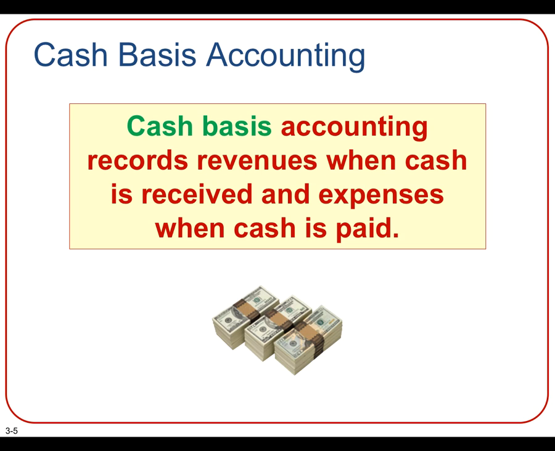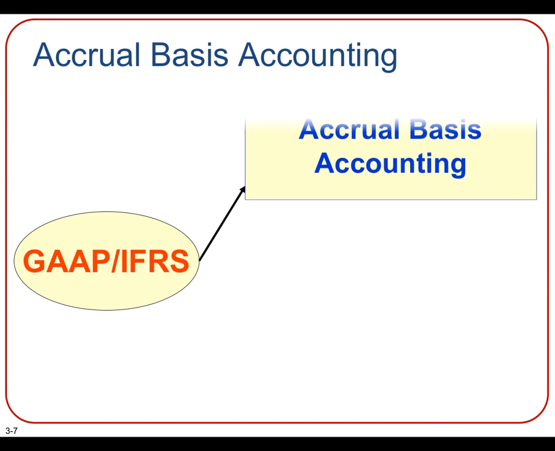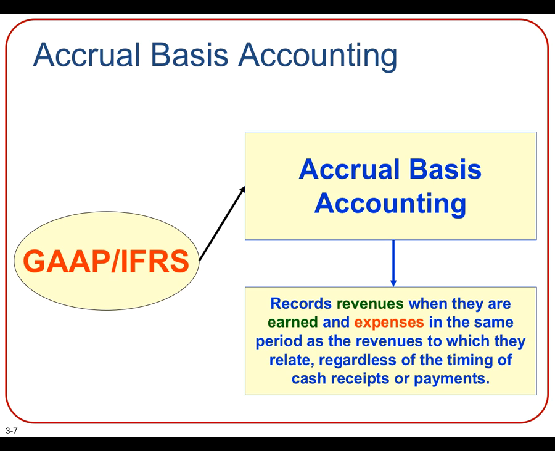So that's why cash basis is not allowed under GAAP or the International Financial Reporting Standards. So under GAAP or IFRS, all the companies are required to use accrual-based accounting for external reporting purposes. You may use cash accounting for your own purposes, but you can't use it for external reporting purposes. For external reporting purposes, you have to use accrual-based accounting.